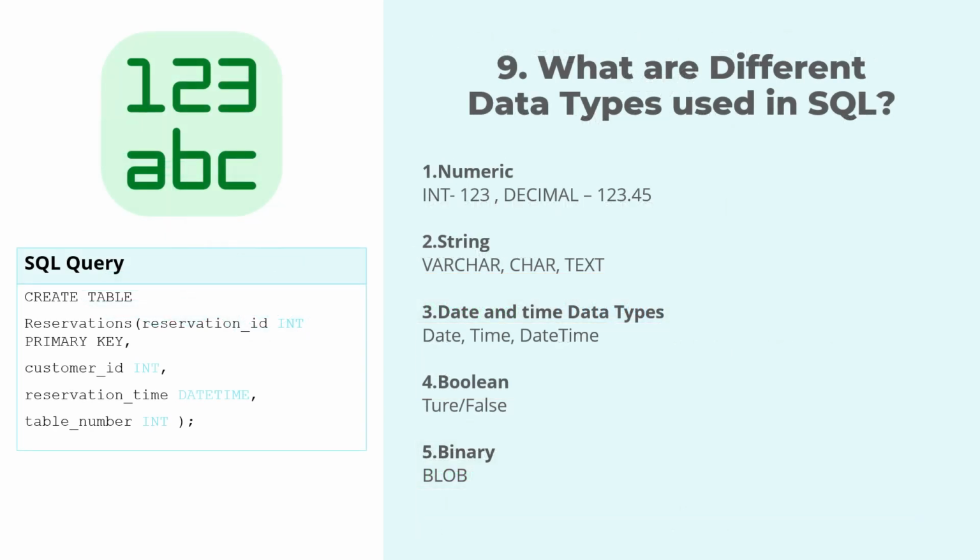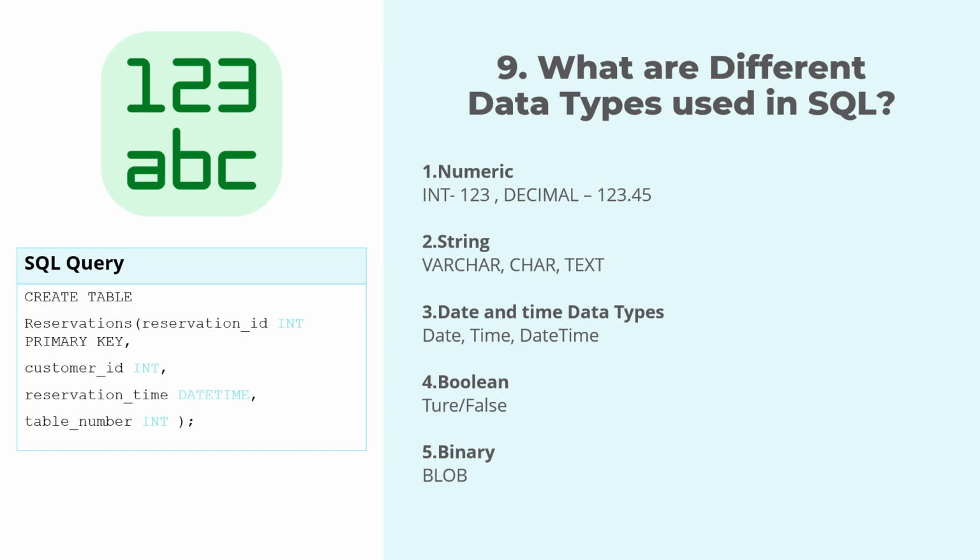Question number 9. What are the different data types used in SQL? In SQL, data types define the kind of data a column can hold. Here are the main types. Number 1. Numeric data types. Int. This stores whole numbers like 123 or a negative number like minus 456. Decimal. This stores numbers with decimals like 123.45.